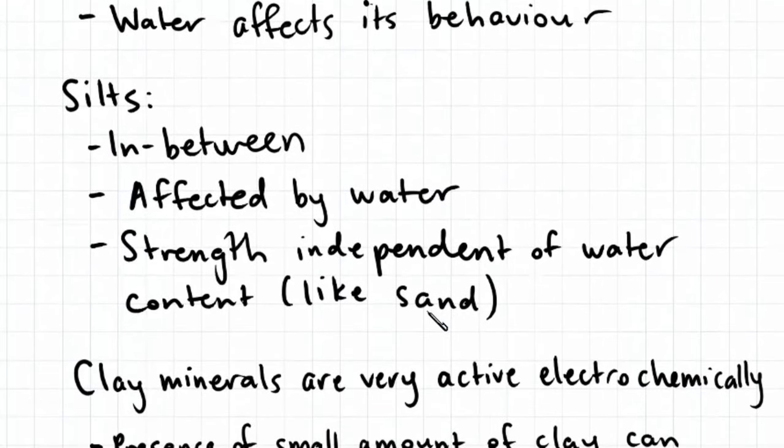Silt, on the other hand, behaves somewhere between that of granular and clay soils. The engineering behavior of silt is affected by water, but like sand, its strength is independent of water.